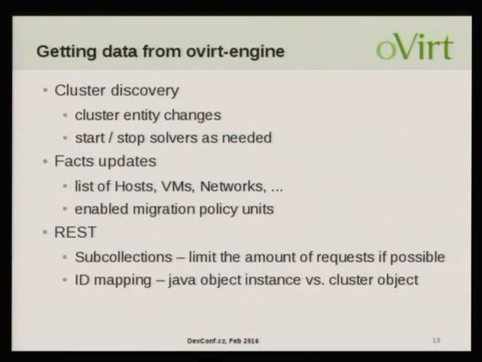So how do we get data from the engine? First, we do cluster discovery every couple of minutes. So when you add a new cluster, we'll discover it eventually. We start the new solver thread. Then every 30 seconds, as I said, we do cluster updates where we read the list of all the resources. And we use REST API. For performance reasons, we are using the REST API in bulk, which means we are querying for all the VMs and all the hosts in one go. The oVirt engine REST API is not the fastest REST API ever, so we had to optimize that a bit. And there are still some things to do to make it faster.